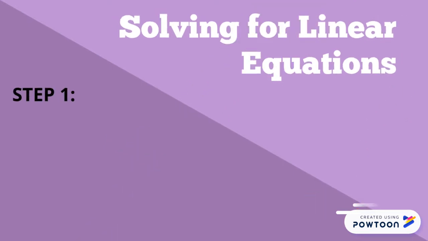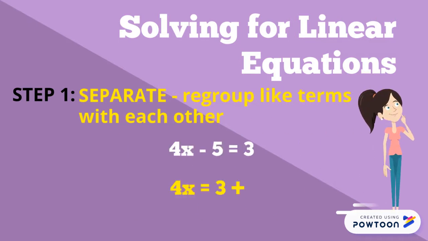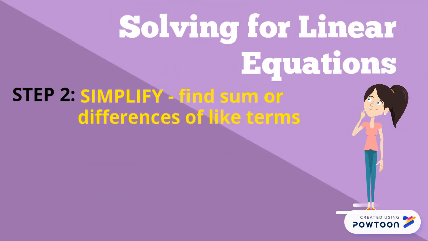The first step to solving linear equations begins with the separation of like and unlike terms. As in this example, since we only have one term with a variable in it, it stands by itself. We move the constant -5 across to where 3 is and it changes sign. Now that we've regrouped our like and unlike terms, let's move to the second step.